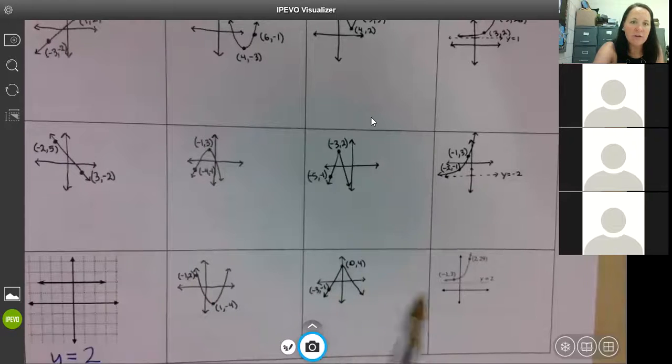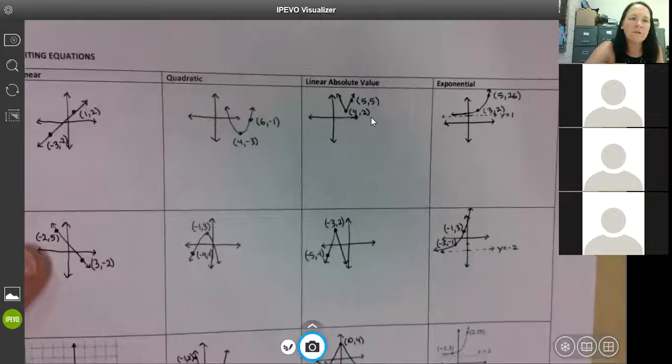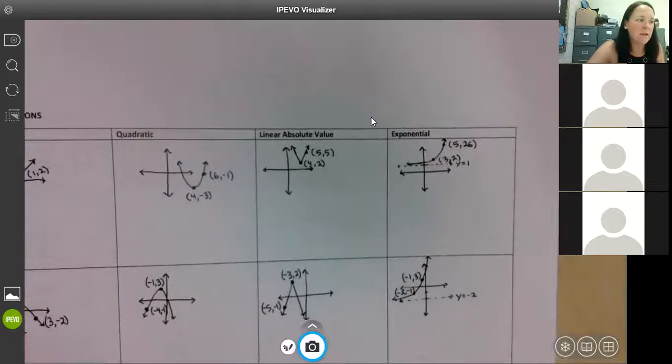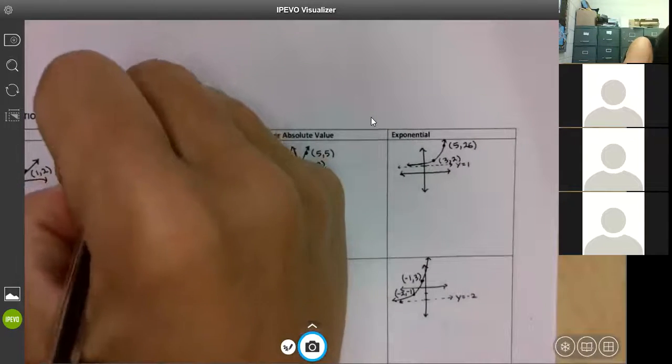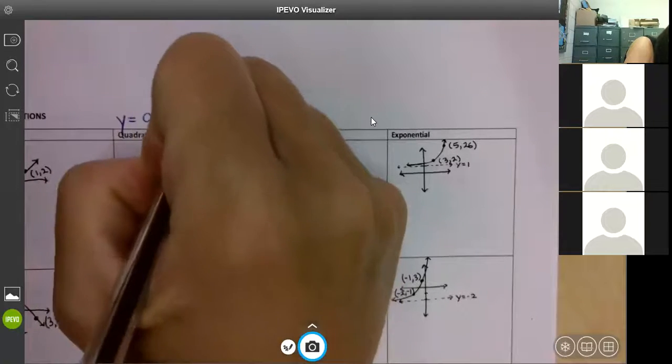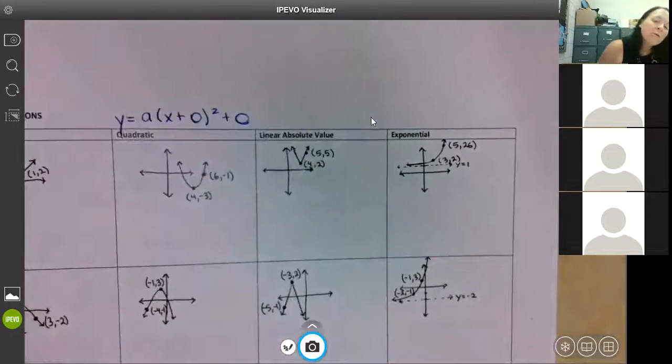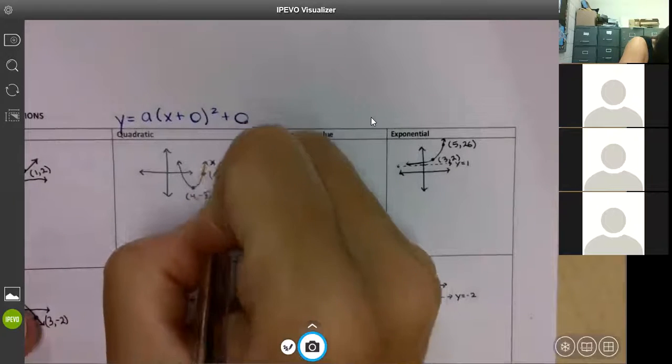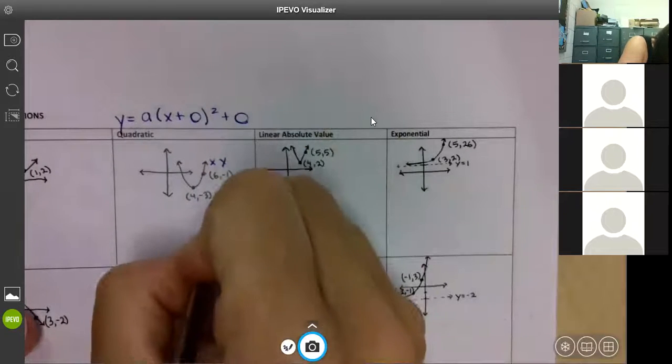So I don't care if you use your calculators on this, but I'm going to show you how to do it by hand. And I don't want to keep you too much longer, so I'm just going to show you one of each quickly. Okay, so remember our quadratic is y equals a times (x plus 0) squared plus 0. But we have a new vertex now. What's our new vertex for quadratic? It's not at 0, 0 anymore. Where is this one at? 4, -3. So then this becomes our x, our y, and this is our vertex.